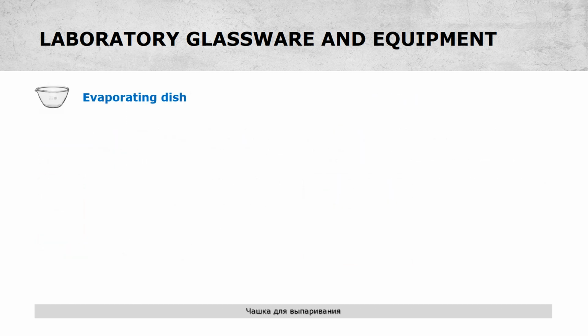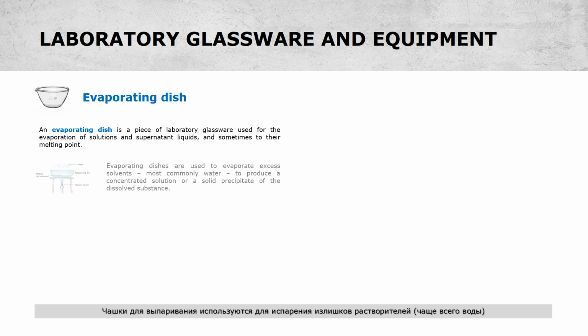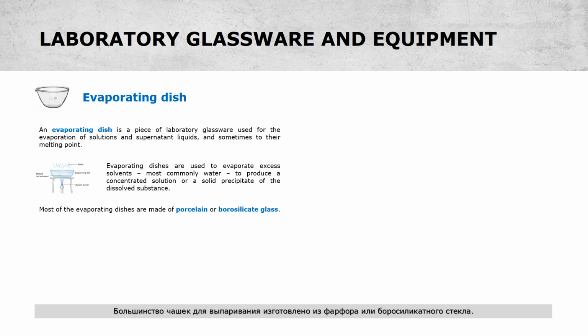Evaporating dish. An evaporating dish is a piece of laboratory glassware used for the evaporation of solutions and supernatant liquids, and sometimes to their melting point. Evaporating dishes are used to evaporate excess solvents, most commonly water, to produce a concentrated solution or a solid precipitate of the dissolved substance. Most of the evaporating dishes are made of porcelain or borosilicate glass.